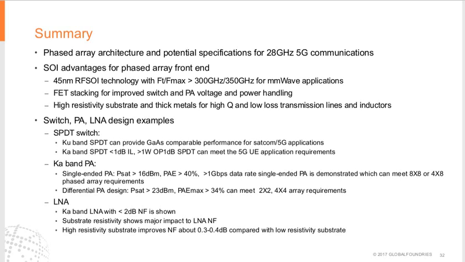And then we introduced the 45 nm SOI. This is the SOI technology we use for the phased array front end module application because of the low parasitic capacitance. We can get pretty high fT and fmax, fT larger than 300 GHz, fmax larger than 315 GHz. So it's very good for millimeter wave applications. And also in the SOI, because of the isolation in the box and also device to device, the transistors can be stacked to improve the power handling of either the switch or PA. It's especially important for the switch.